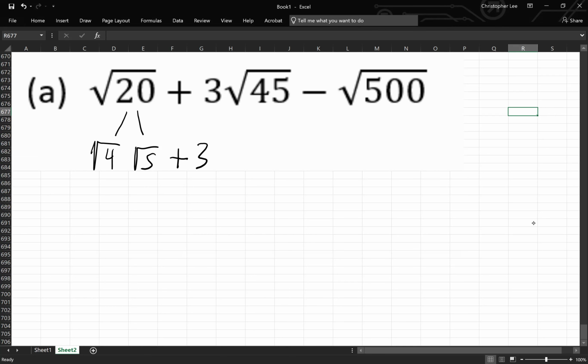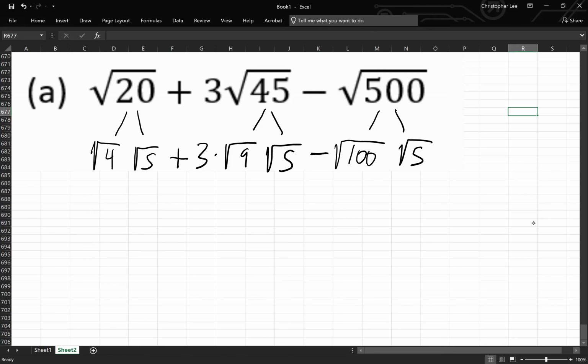3 times, right? Largest perfect square that goes into 45. 9 and 5, right? Square root 9, square root 5. Bring down that minus sign. Largest perfect square that goes into 500. Not 500. Yes, that's it. Square root 100 and square root 5.